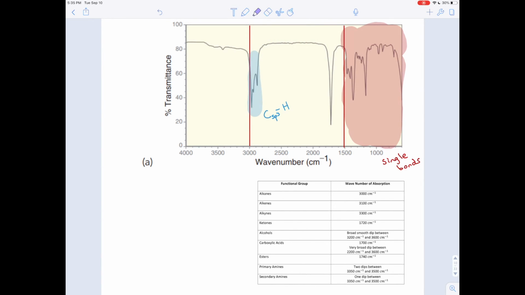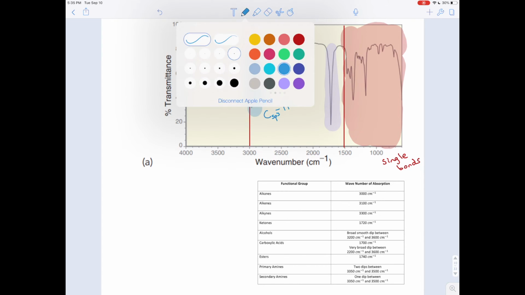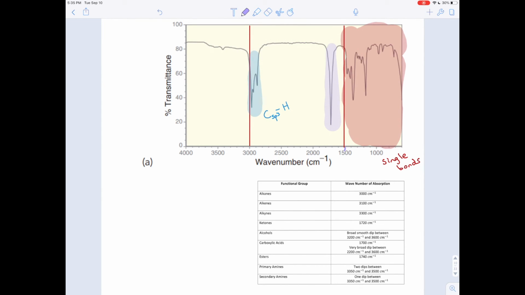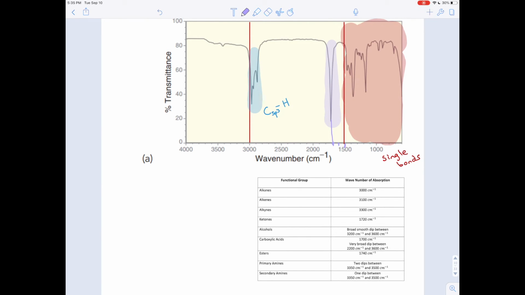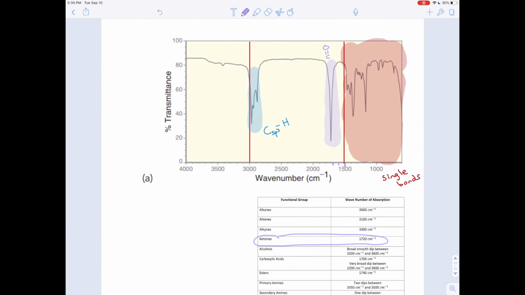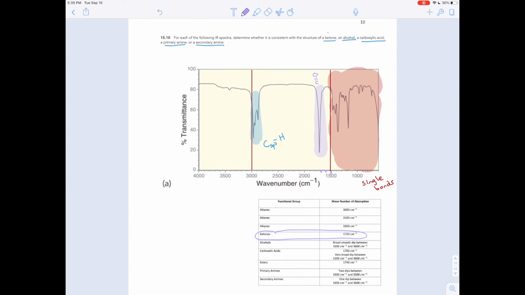Last but not least, we've got a sharp peak here. If you look, 1500 is over here, then 1600, and that's at around 1700. So at 1700, that absorption all by itself would be a ketone. And it says 1720. That's true. Maybe if you zoomed in, you'd see it's slightly to the right of 1700. That sharp peak is a ketone. That's the double bond between a carbon and an oxygen. And so the structure of this is going to match a ketone.